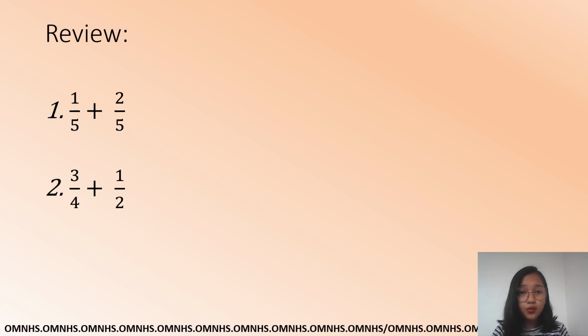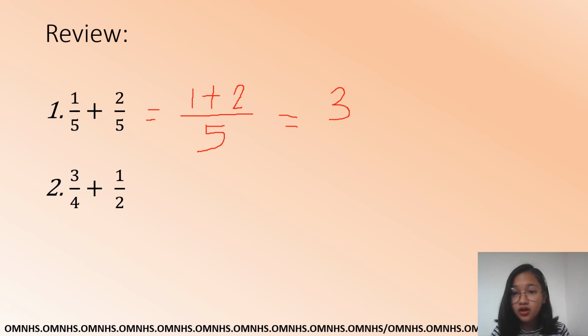Okay, so I have here 1/5 plus 2/5. As you can see, the two rational numbers have the same denominator. If the rational numbers have the same denominator, we just simply copy the denominator, so that is 5, and then add the numerators. The numerators are 1 and 2. So 1 plus 2 is equal to 3, and then copy the denominator, which is 5. So 1/5 plus 2/5 is equal to 3/5.